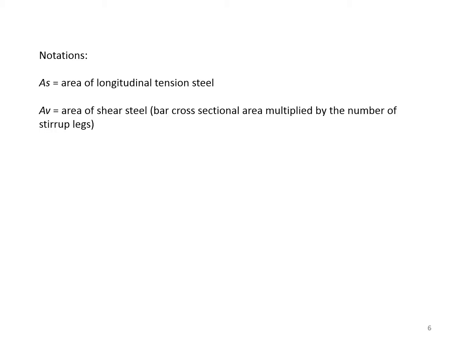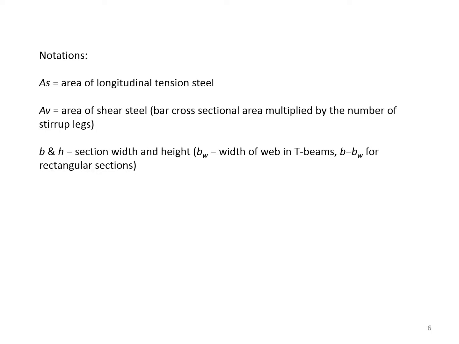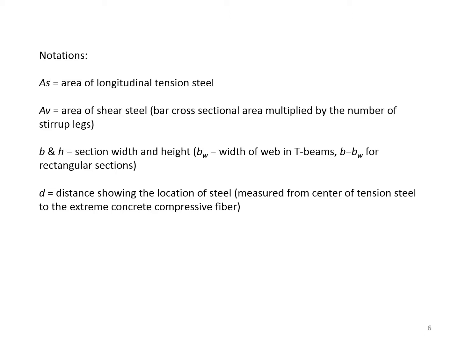Here are the notations. AS is the area of longitudinal tension steel. A sub V is the area of shear steel. It is the bar cross-sectional area multiplied by the number of stirrup legs. B and H are the section width and height. D is the distance showing the location of the steel, measured from the center of tension steel to the extreme concrete compression fiber. It is also called the effective height of the cross-section.